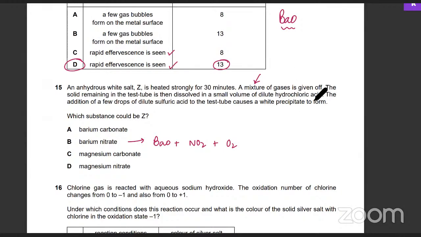A small amount of dilute hydrochloric acid. The addition of a few drops of sulfuric acid to the test tube causes a white precipitate. Now, this is a test for cations. So, which of the cations produces a white precipitate with sulfate? Like, what's the test of SO4 2-?